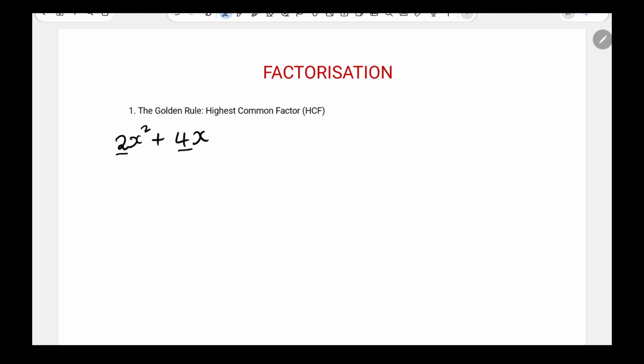Now look at the variables, x squared and x. The highest common factor is x. For numbers, the highest common factor is 2. For variables, the highest common factor is x. Now we will do it like this. We will pull out 2x from this expression.